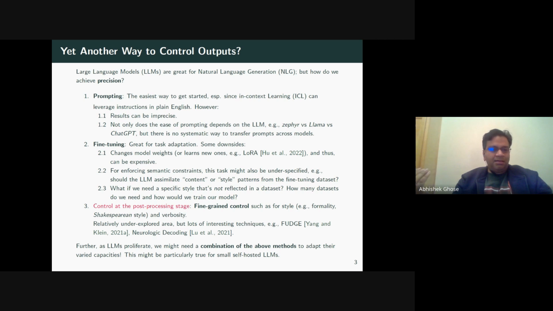Then the second way to adapt LLMs to your task is fine tuning, right? So this is great, this works fairly well, but there are still some sort of downsides.